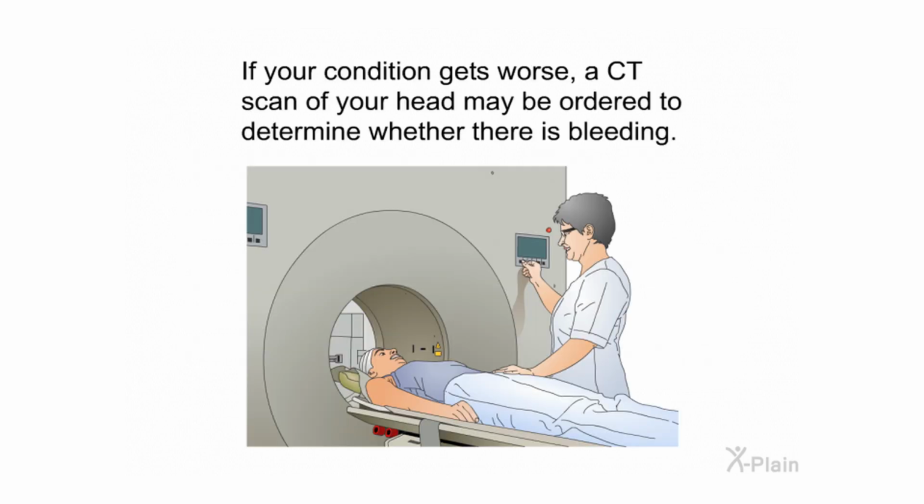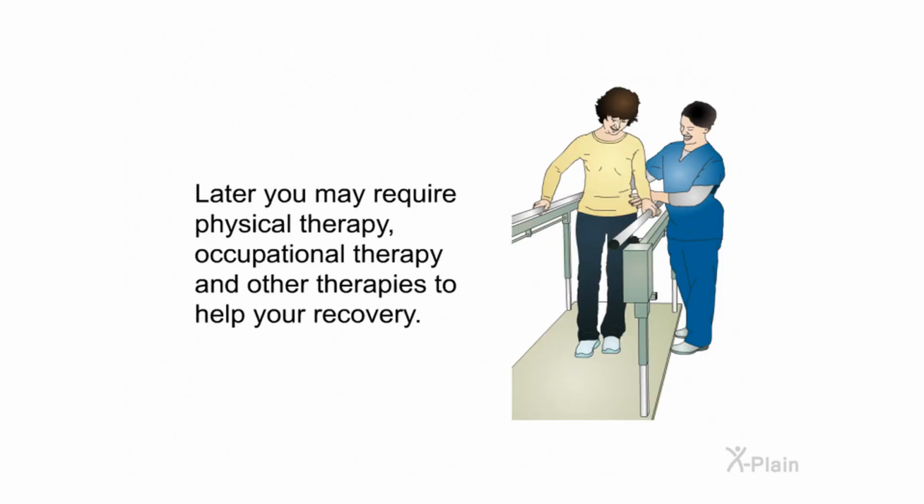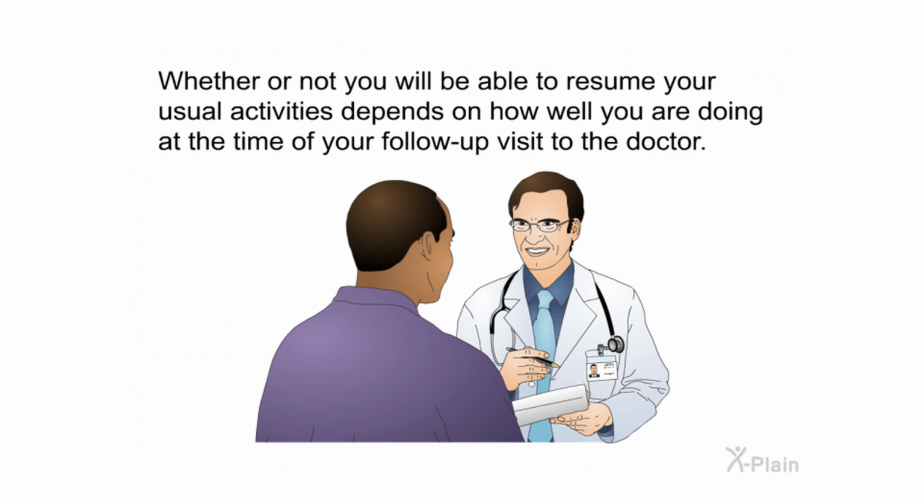If your condition gets worse, a CT scan of your head may be ordered to determine whether there is bleeding. Swelling may occur. Medications are available to treat swelling of the brain if it happens. Later, you may require physical therapy, occupational therapy, and other therapies to help your recovery. Whether or not you will be able to resume your usual activities depends on how well you are doing at the time of your follow-up visit to the doctor.